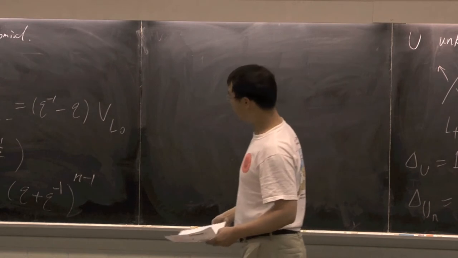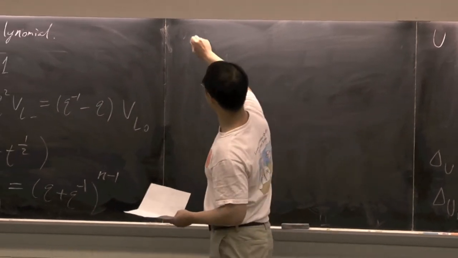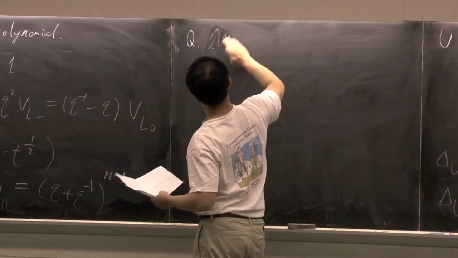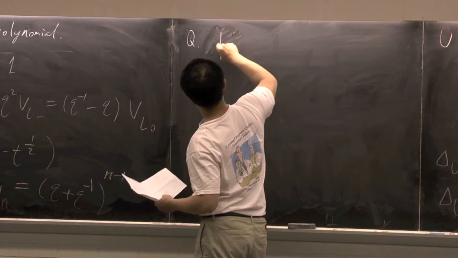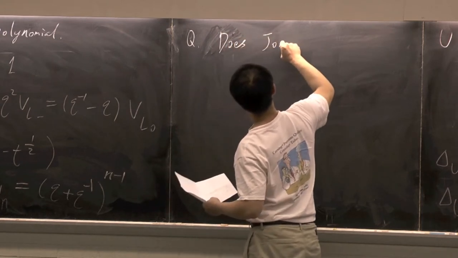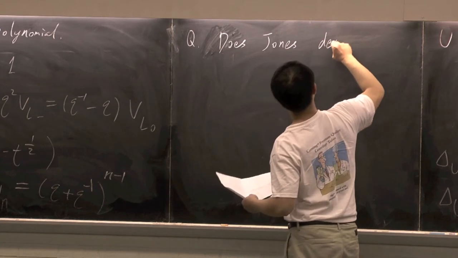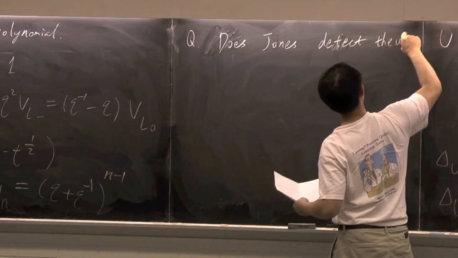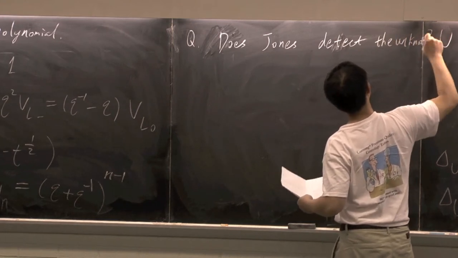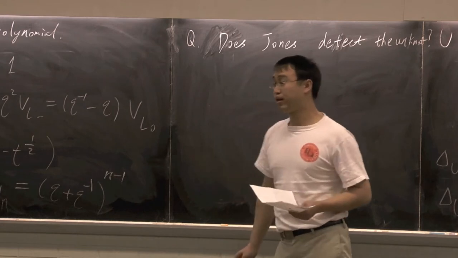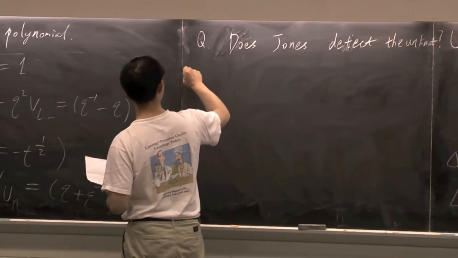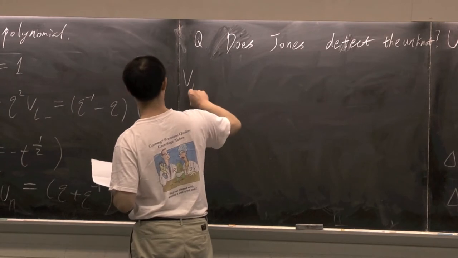So now the question whether the Jones polynomial detects the unknot is still open. So this is, does the Jones polynomial detect the unknot? This is still open. But for links, we already know the Jones polynomial does not detect the unlinks.